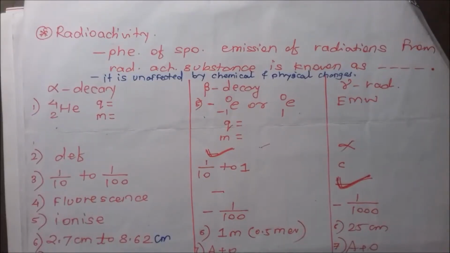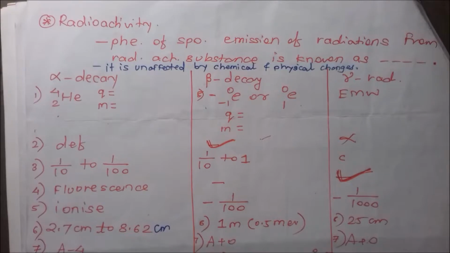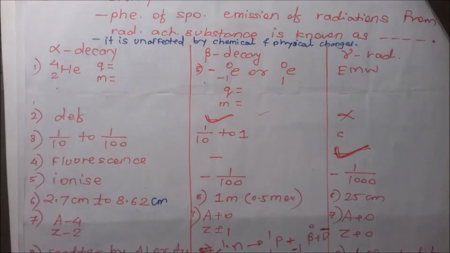Then radioactivity. The phenomenon of spontaneous emission of radiations from a radioactive substance is known as radioactivity. It is unaffected by chemical and physical changes. Important: chemical and physical changes do not affect radioactivity. Radioactivity is a property of the nucleus. As long as the nucleus is unchanged, radioactivity remains the same. So, radioactive elements decay, emitting alpha particle, beta particle or gamma ray.